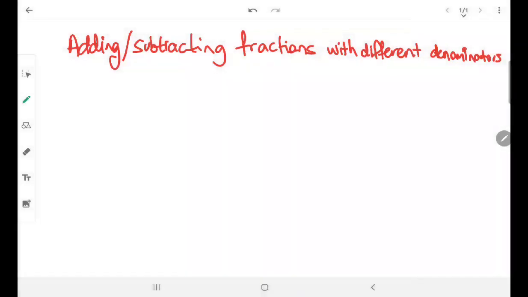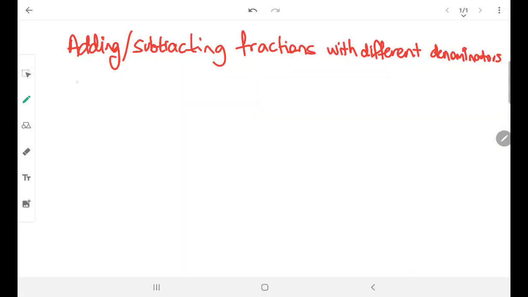Hi guys. Today we're going to look at adding or subtracting fractions with different denominators. In our previous example, we looked at adding and subtracting fractions with similar denominators, and we looked at adding and subtracting fractions with multiple denominators. So in this video, we're going to look at denominators that aren't really related to each other. So there are no multiples, it's not common.